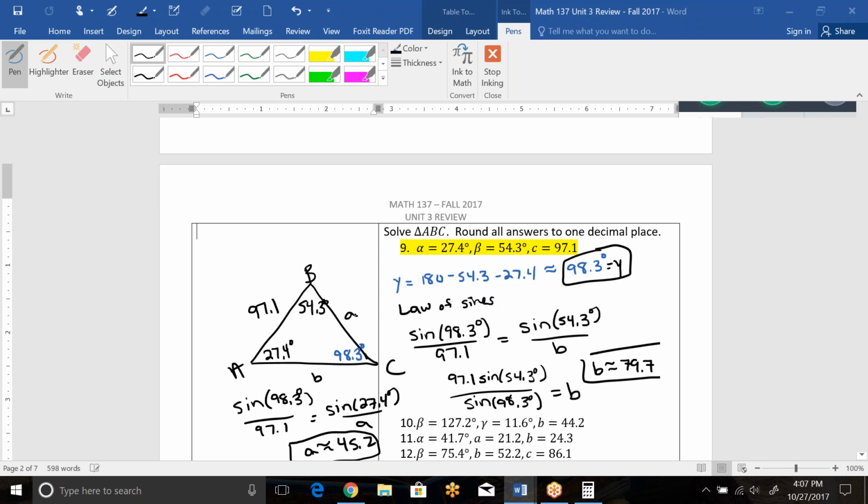Make sure the smallest angle is always across from the smallest side, the middle angle is across from the middle side, and the largest angle is across from the largest side. Otherwise your triangle does not make sense.